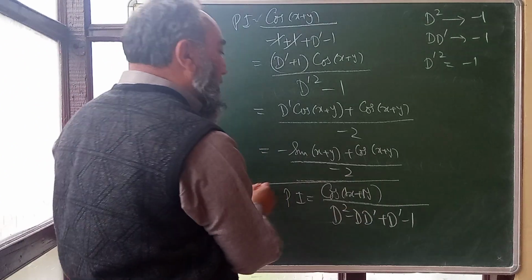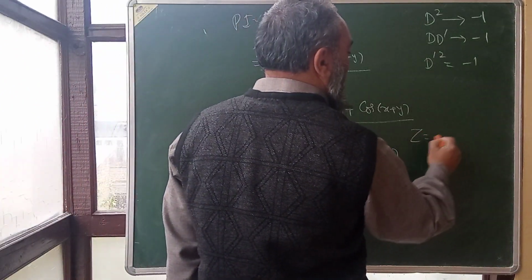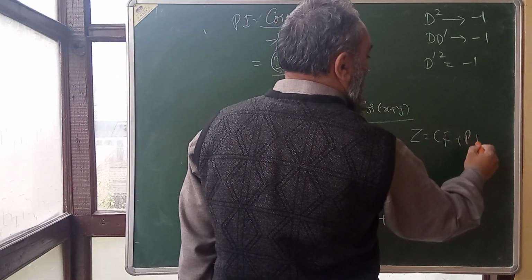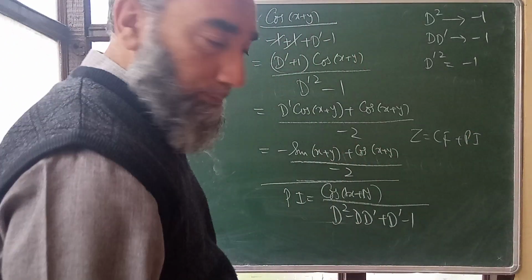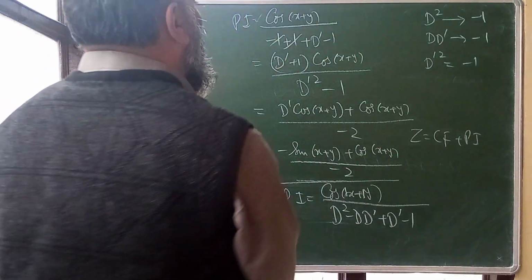So the general solution is CF plus PI. Okay. Let me take one more question.